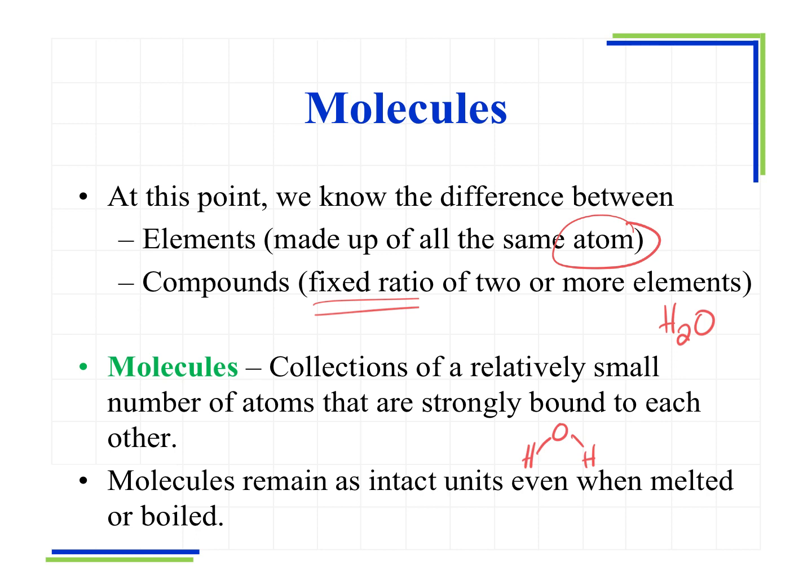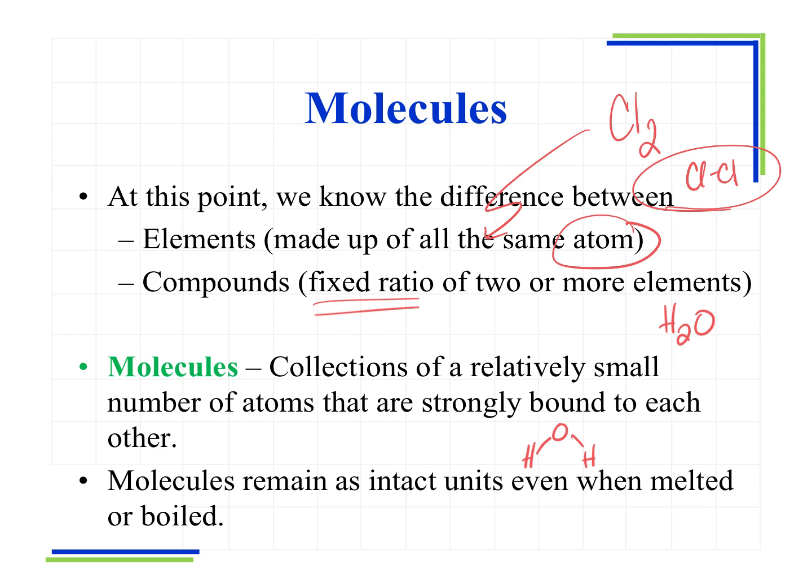Here it is because it is a fixed ratio of two or more elements. But you can have a molecule that is made up of all the same atoms. So here is a molecule that is an element. The element chlorine is made up of diatomic molecules, two chlorine atoms connected to each other. So it fits the definition of a relatively small number of atoms. There are two of them there that are strongly bound to each other. So I have that little line connecting them there.